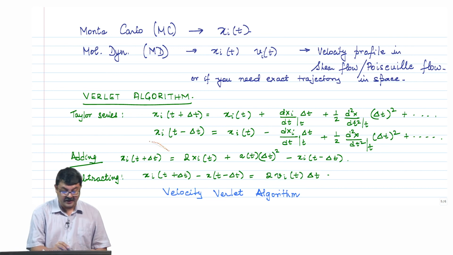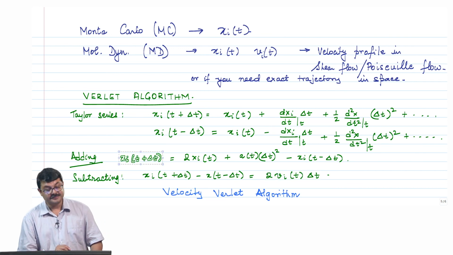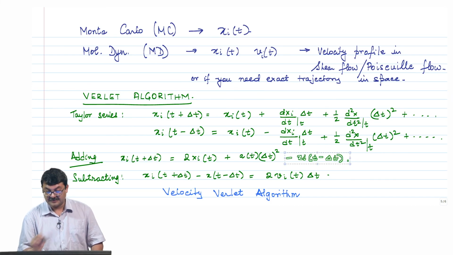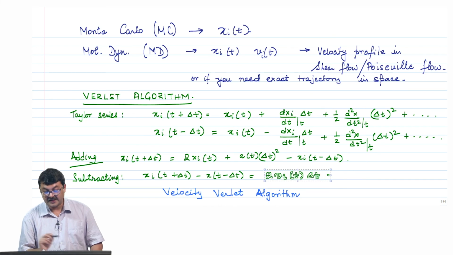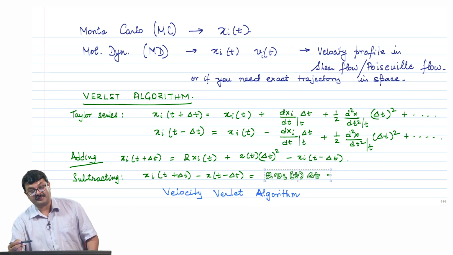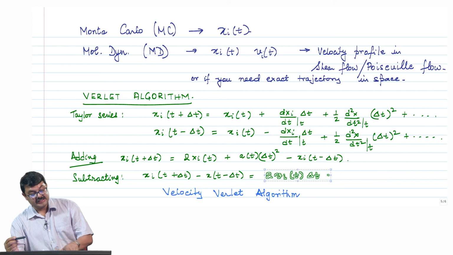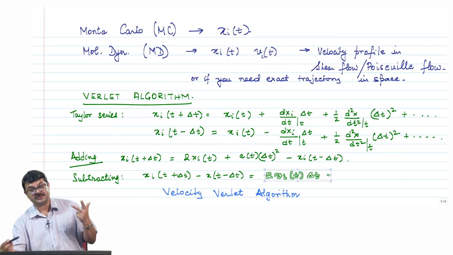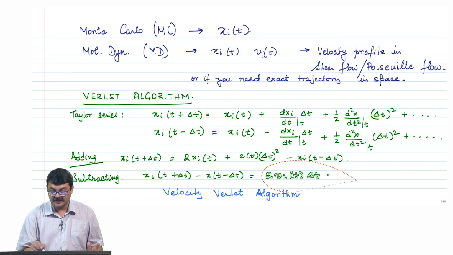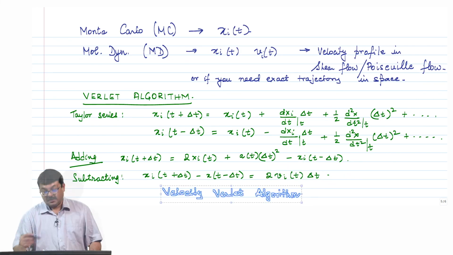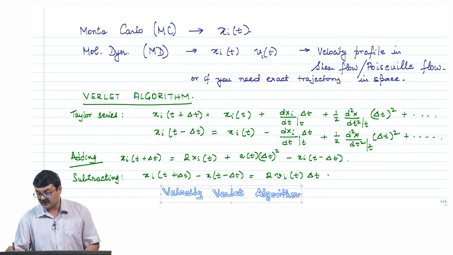So, here you have position, which depends upon x(t+Δt), and here you can calculate the velocity at any time. But then what you need is the position at time t+Δt and the position at time t−Δt. So, you need these two positions at two different times to be able to calculate this in general.